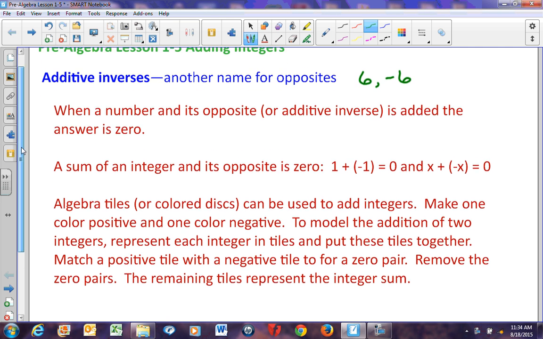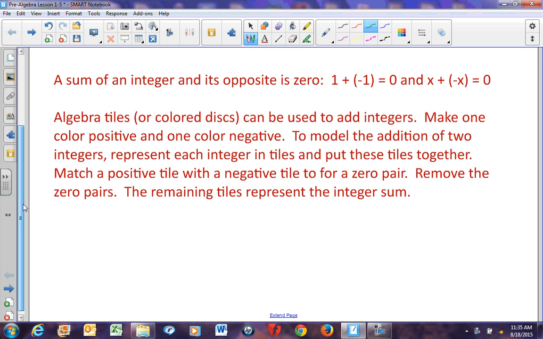Algebra tiles or colored discs can be used to add integers. Make one color negative and one color positive. To model the addition of two integers, represent each integer in tiles and put the tiles together. Match a positive tile and a negative tile to form a zero pair, remove the zero pairs, and the remaining tiles represent an integer sum.